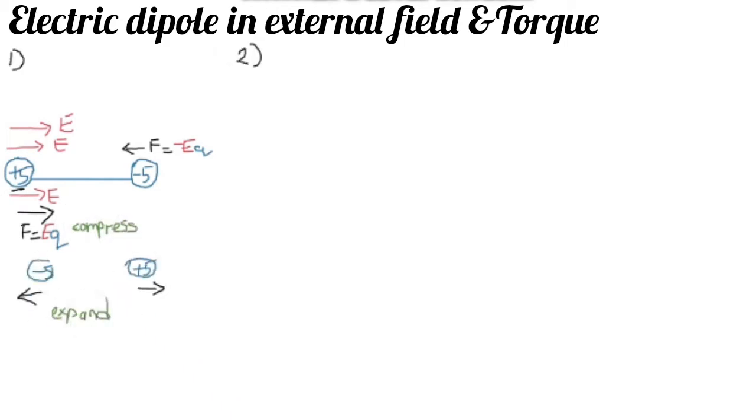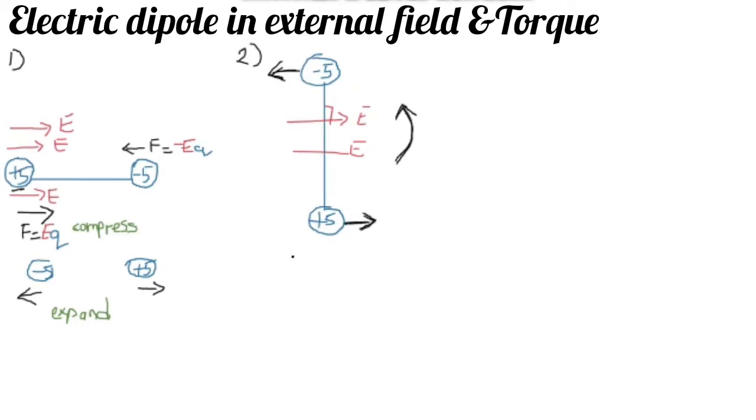What about if the electric dipole is perpendicular to the electric field? The negative charge will experience a force opposite the direction of the electric field, and the positive charge a force in the direction of the electric field. So imagine it's like a tap. Something is pushing here and also pushing here. It's going to turn, it's going to rotate.